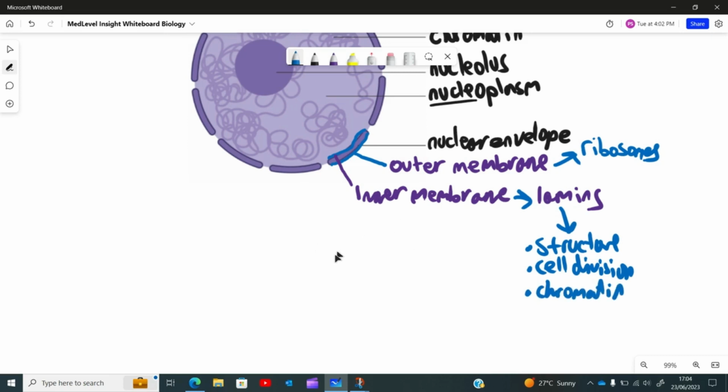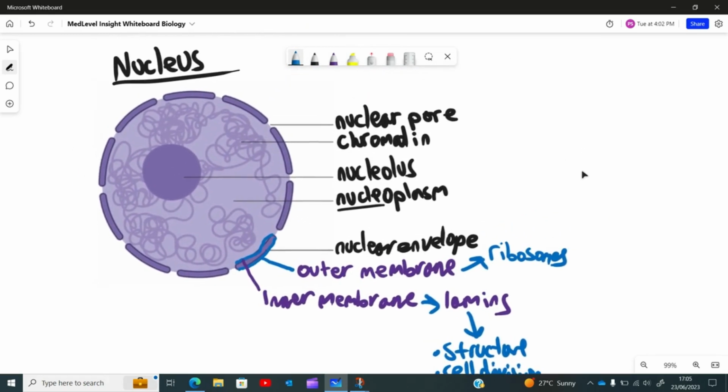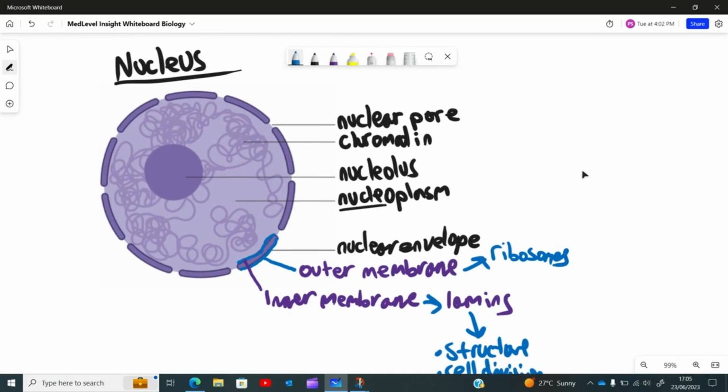Alright, so we just explained the nuclear envelope, but now onto the nucleoplasm. Okay, so the nucleoplasm is essentially where chemical reactions take place. So I'll refer to this as the cytoplasm, so where chemical reactions take place. And yeah, that's essentially it. It's just where all the organelles in the nucleus are found.